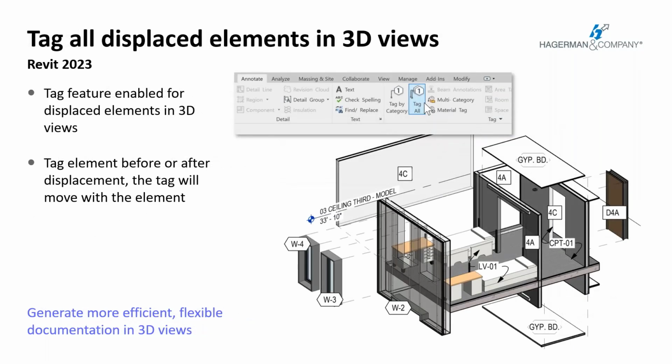And just like before, you can create isometric 3D views in Revit and use the Displace Elements tool to offset the elements from the actual position. But now the tag feature has been enabled for these. So you can tag before or after displacement now.